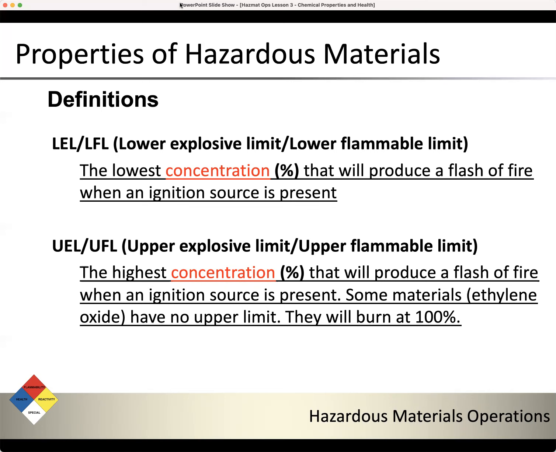So what does this mean? There are most chemicals where there is a lower limit to which they will explode, that they will support combustion. So for example, we have a chemical that has a lower explosive limit of 5%. If we have a concentration less than that, say 2%, we are not in danger of that gas combusting.